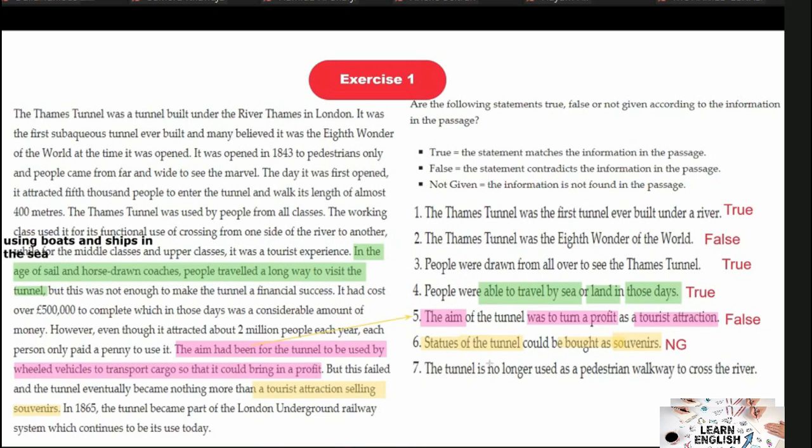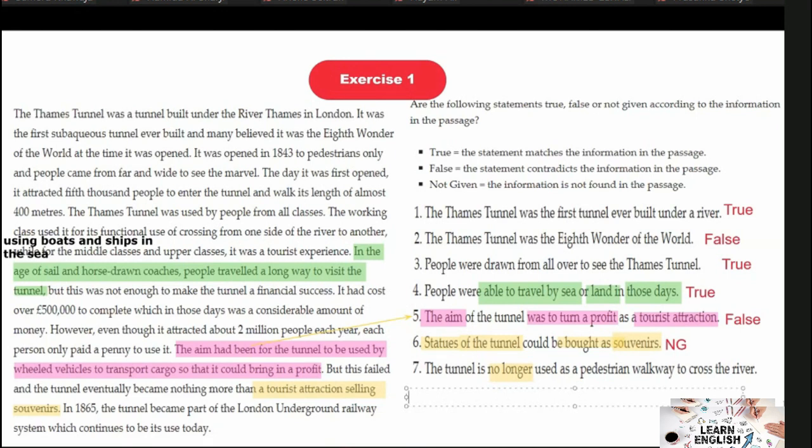The tunnel is no longer. The word no longer means what? When I say no longer, the word no longer equals not anymore. Very good. Used as a pedestrian walkway. People on walkways move. How do they move on walkways? When I say pedestrian, they walk on their feet, right? To cross the river. So if I want to paraphrase the question, I'm going to say what?